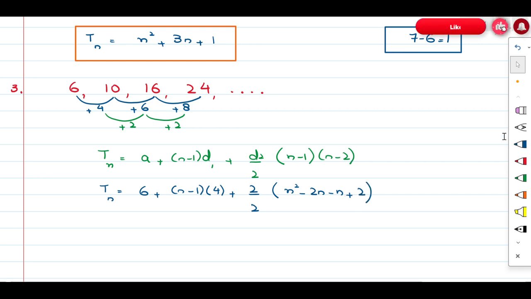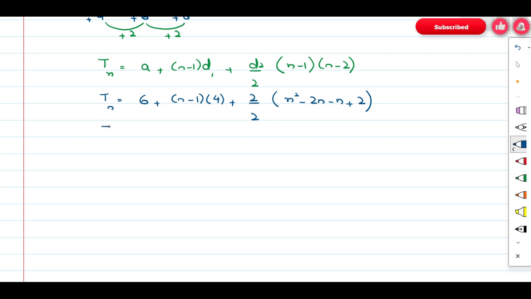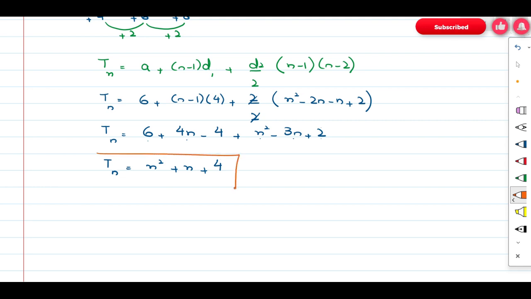Okay. All right, let me simplify it further. So the nth term would be equal to 6 plus 4 times n minus 4. These are cancelled out, plus n square minus 3n plus 2. So the final nth term formula for this quadratic sequence is n square. This is 4n and minus 3n is just plus n. And 6 minus 4 is just 4, so plus 4. This is the nth term formula for that quadratic sequence.